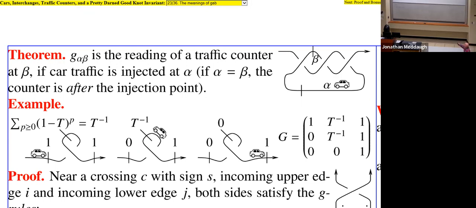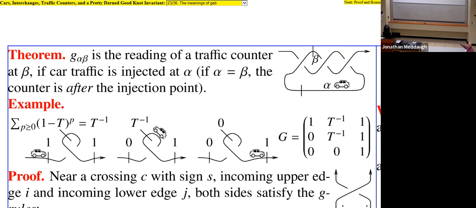Okay, so here is an example. Consider this tiny tangle here, which is just a kink, okay? So if I inject a car here on the far left on strand number one, and if I measure how much traffic goes through the first counter, then the amount of traffic is one, right? The full stream of traffic goes through here. Now, if the traffic counter is on the kink itself, then let's measure how much traffic it will see. Basically, the cars go under undisturbed, so I count one. But then they go again through the same crossing, and with probability one minus t, they fall down. And then they get counted again. So I get one plus one minus t.